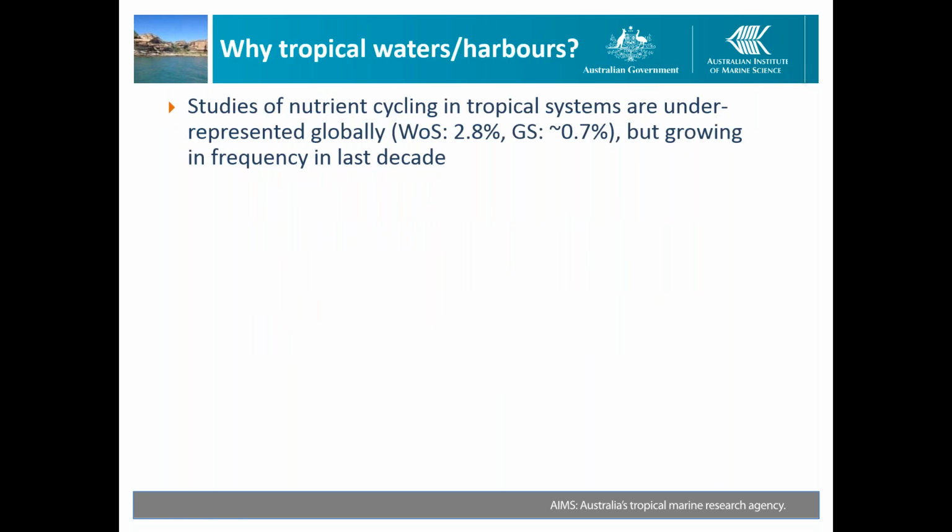Why tropical waters or harbours? Nutrient cycling in tropical systems is underrepresented in global literature. My sources are the Web of Science and Google Scholar. But these same sources indicate growth in studies of nutrients in the tropics over the last decade.